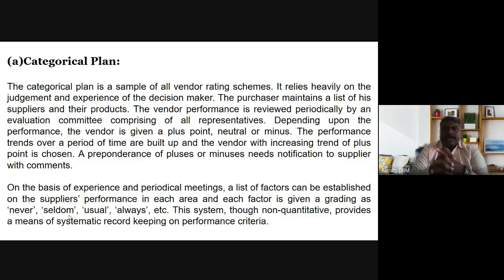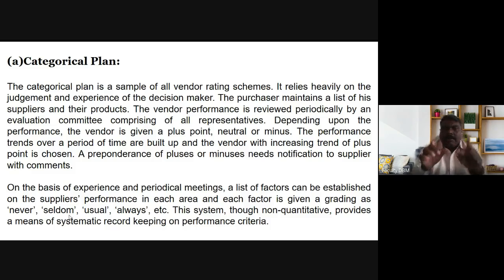On the basis of experience and periodical meetings, a list of factors can be established on performance. Performance in each area and each factor is given a grading such as never, seldom, usually, always, etc. This system, though non-quantitative, provides a means of systematic record keeping on performance criteria.